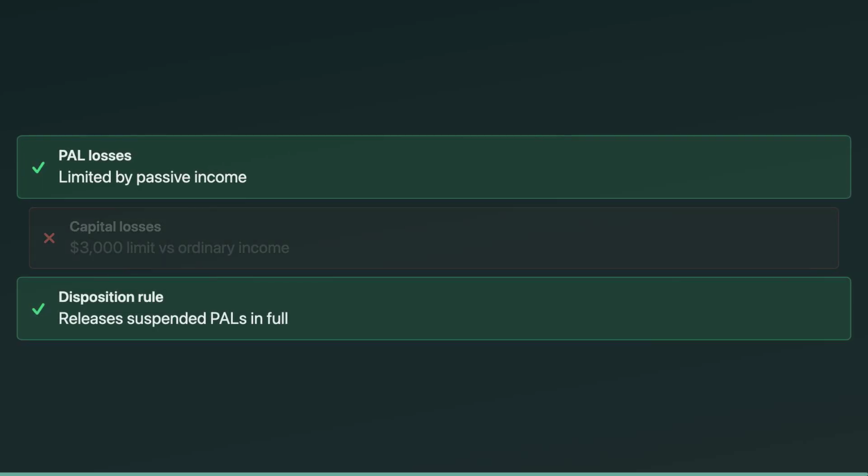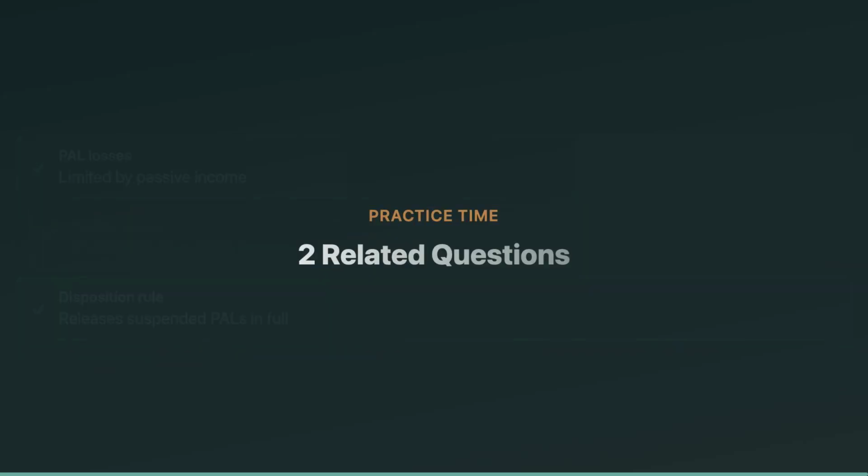Last exam trap: don't confuse PAL rules with other limits. The $3,000 capital loss limit is a totally different rule and doesn't cap passive losses. Also, you don't need capital gains to use released passive losses on a complete disposition. The PAL system is its own bucket: passive income, passive losses, suspended carry forwards, and the disposition release rule.